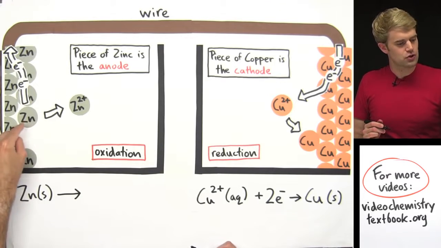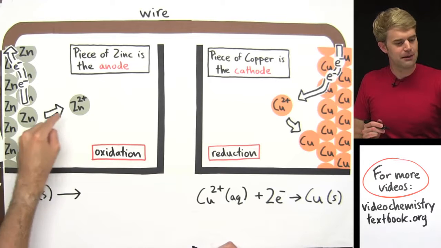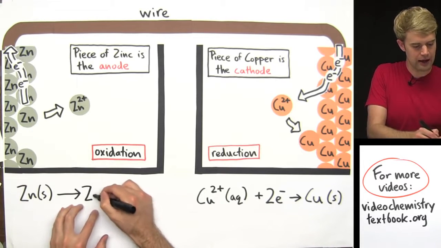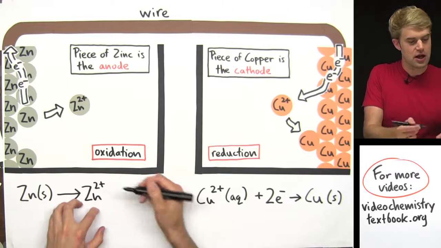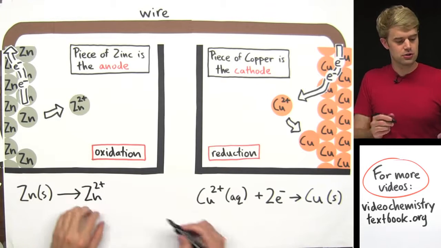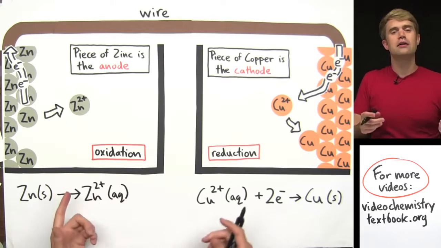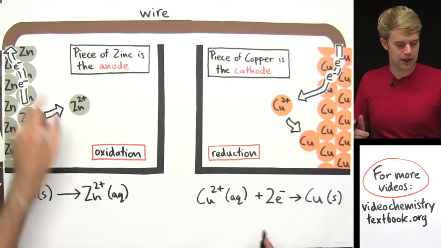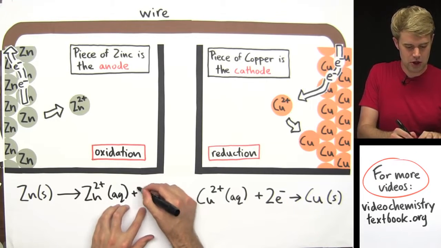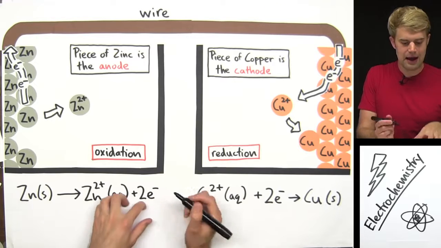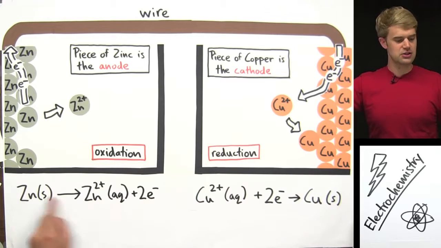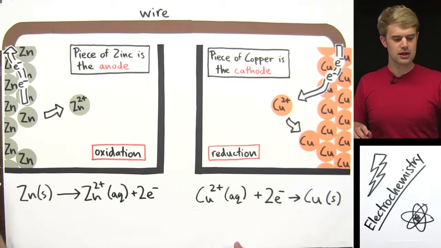Losing the electrons turns the neutral zinc atom into a Zn2+ ion that is now dissolved in solution. So I'll write AQ here. And then finally, to show that I lost those 2 electrons here, I'll put plus 2e- on this side. So this is the reaction for the oxidation.